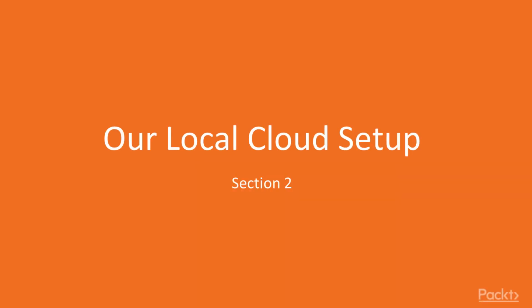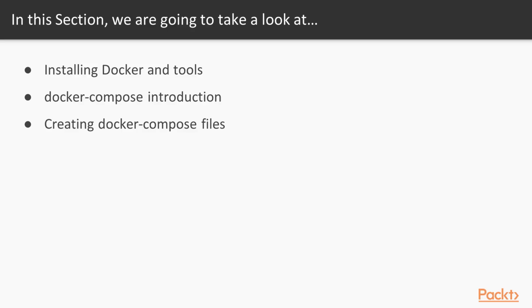Hello, let's start with our second section, our local cloud setup. The long section full of slides is over now and we can get back into our IDE and the terminal. We start by installing Docker and the required tools, then we play around with Docker Compose and have a look at a few commands. At the end we create our own Docker Compose file with a few services and configuration options. As promised, in the next video we start to install Docker and the related tools.